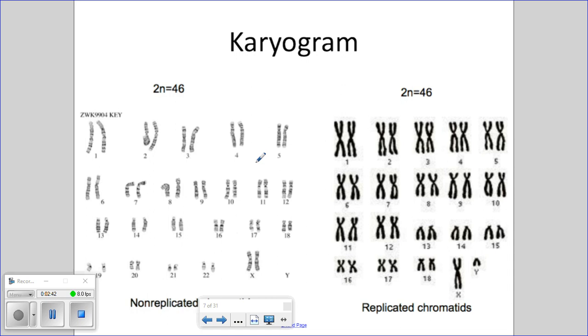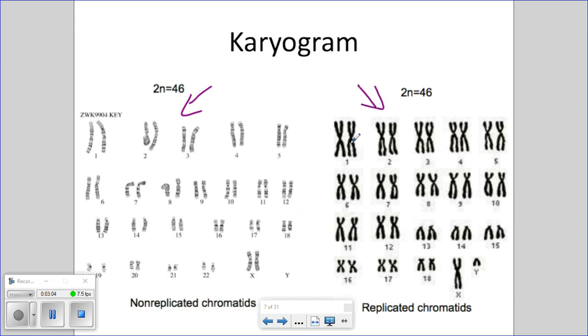Now, chromosomes from an organism can be used to make a karyogram, and a karyogram can be used to determine the karyotype. This image here shows the unreplicated chromatids all lined up from biggest to smallest with the sex chromosomes at the end. The following karyogram shows the replicated chromatids in that typical chromosome structure.